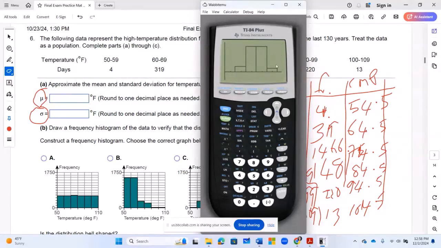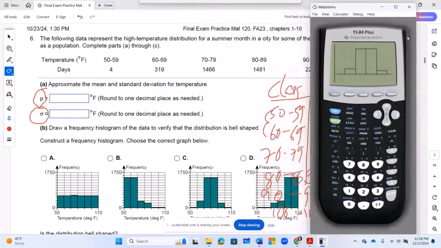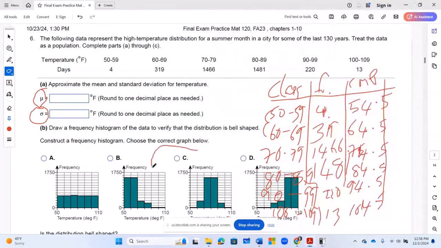So when I zoom 9 again, I graph. It gives me a histogram. A histogram is connected. The bars are connected. So now I have a histogram. They give me options, so I want to check my result with the result of the one. I compare my answer with the answers that they gave me, and I see that the match is C.